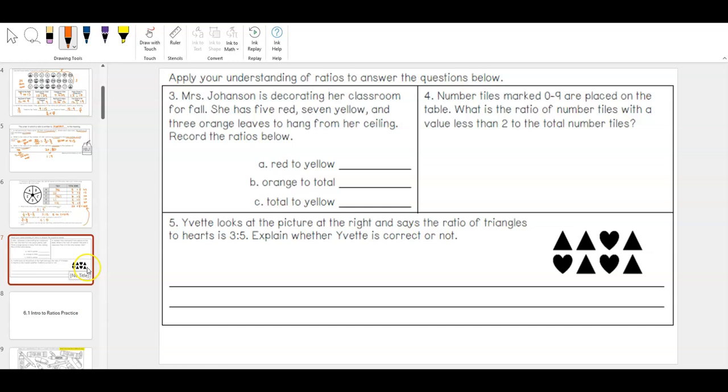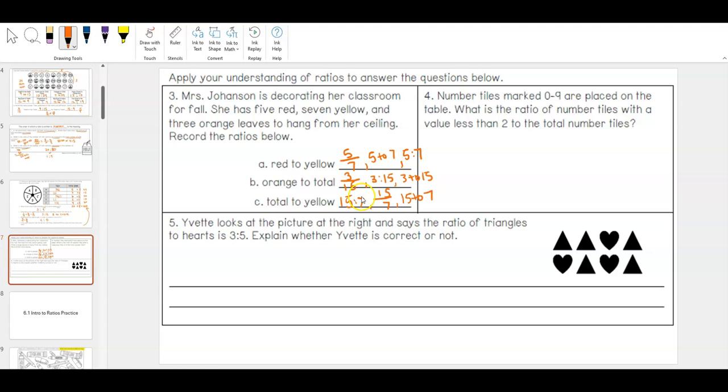We have a couple practice problems here we're going to get through. So Miss Johnson is decorating her classroom for fall. She has 5 red, 7 yellow, and 3 orange leaves to hang from her ceiling. Record the ratios below. So these are the ratios that I got, and I wrote them 3 different ways, with my fraction, with the word "to", and with a colon. So red to yellow is 5 to 7, orange to total is 3 to 15 total leaves, total to yellow is 15 to 7.